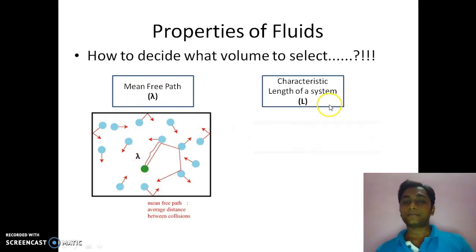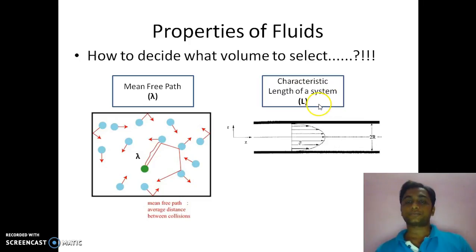Now what is the second parameter? Characteristic length of a system. Now what is the characteristic length of a system? Let us consider a pipe. I am showing a two-dimensional view of a pipe here. Now along the cross section, what exactly we will have is that the velocity variation will be present like this.